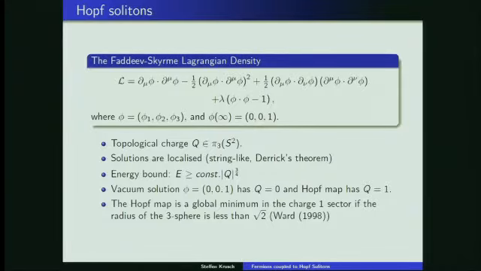And again, there was a calculation by Ward that the Hopf map is a global minimum in the charge 1 sector, provided that the radius of the 3-sphere is less than square root of 2. So that's an analogy. This is basically where the Hopf map does work for Hopf solitons. Good.